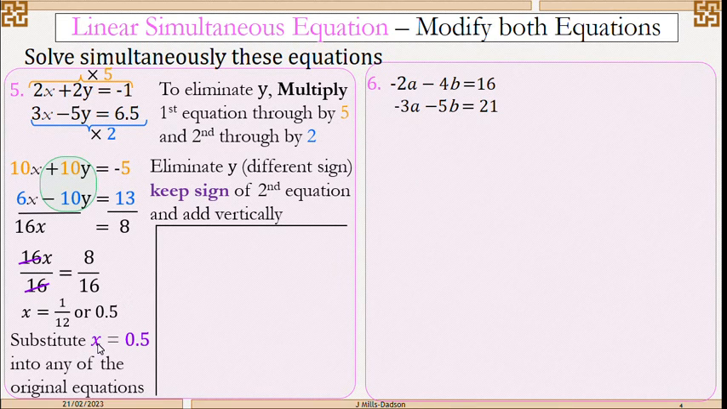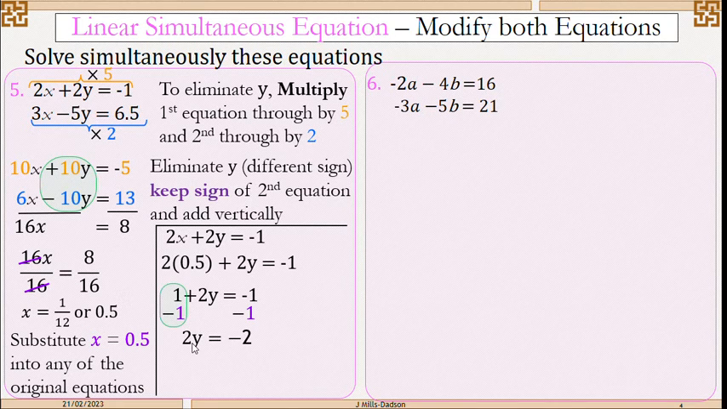So I'm going to substitute x, which is equal to a half, or 0.5, into the first equation. So if I know x is a half, 2 times a half is 1. So the next line will give me 1 plus 2y equals negative 1. Subtracting 1 from both sides, 2y equals negative 2. And dividing by 2, y is equal to negative 1. So my final answer will be y equals negative 1 and x is equal to a half, or 0.5.